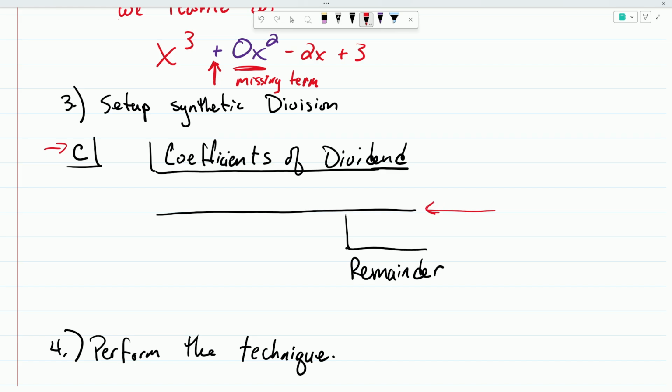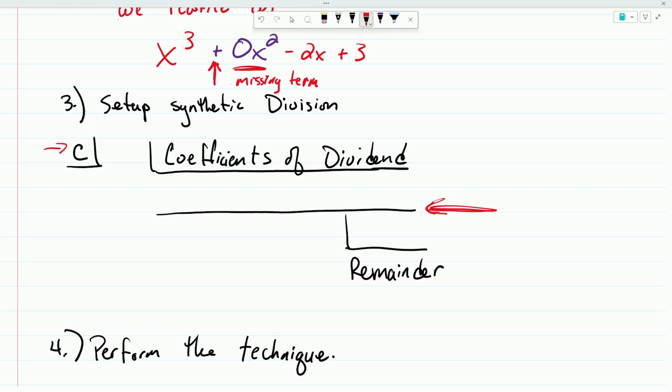This is the line I'm talking about. And finally, in the lower right-hand corner, you could put like this little box. Sometimes some books show this, some books don't. I'm going to write it in so you know that's what it is. But whenever I use this technique called synthetic division, that is where the remainder is going to go. And then step 4 is straight up use the technique.